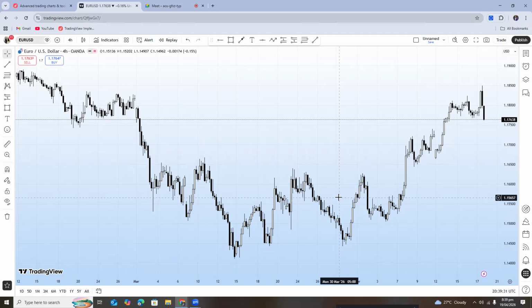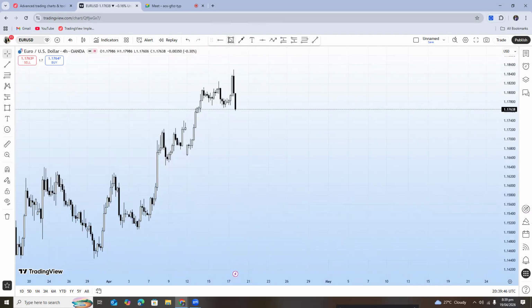An uptrend means that the market is appreciating in value, and that is why we are buying. A downtrend means that the market is depreciating in value, and that is why we are selling. Another thing that I want to mention is that we have what we call the support and resistance line.